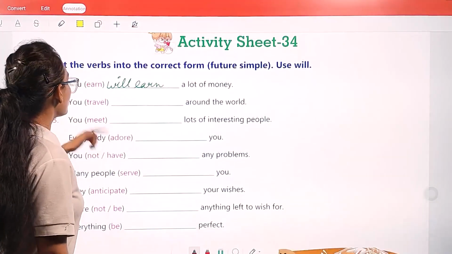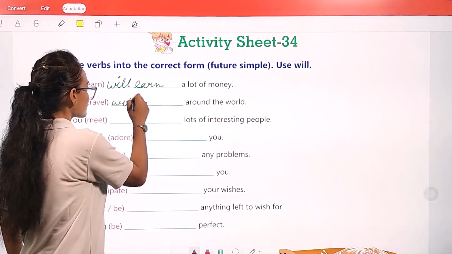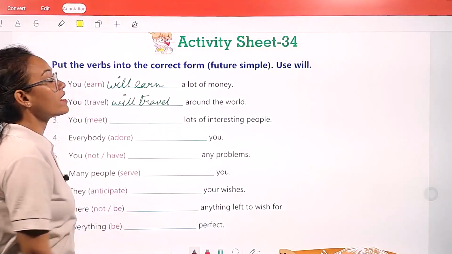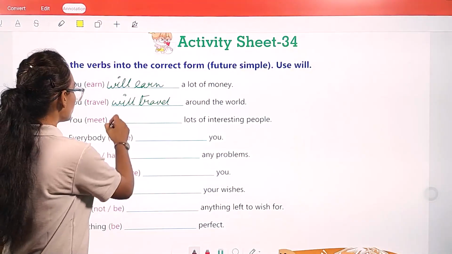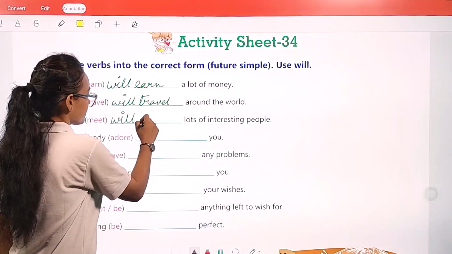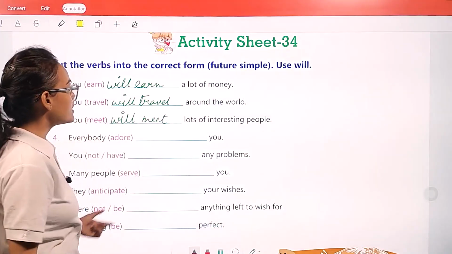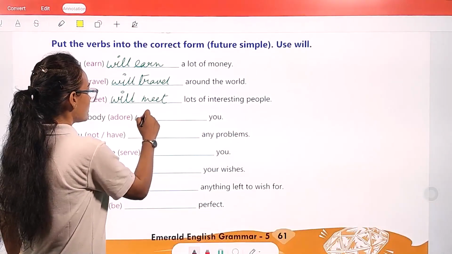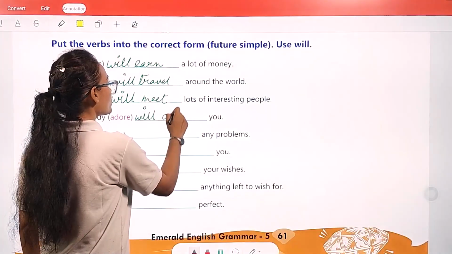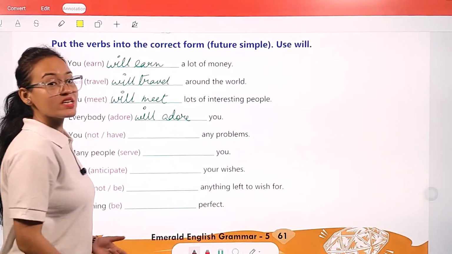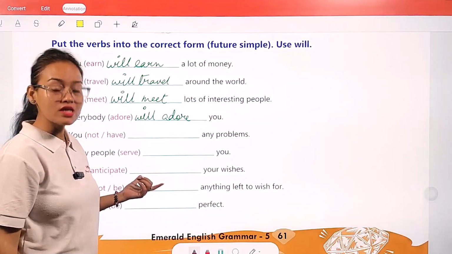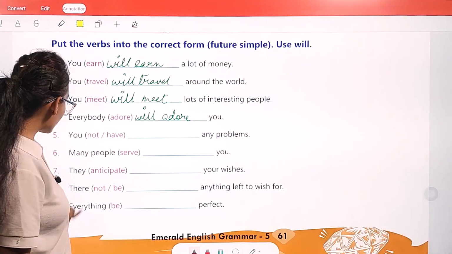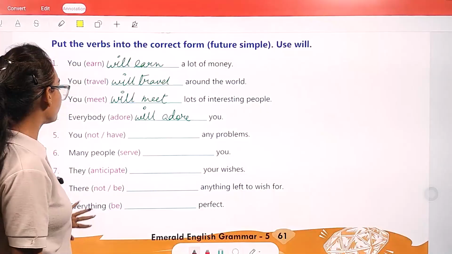The second one: you will travel around the world. Third one: you will meet lots of interesting people. The fourth one: everybody will adore you. Here we are going to use only the word will, as we are using simple future tense only. The rest, 5 to 9, you are going to do on your own.